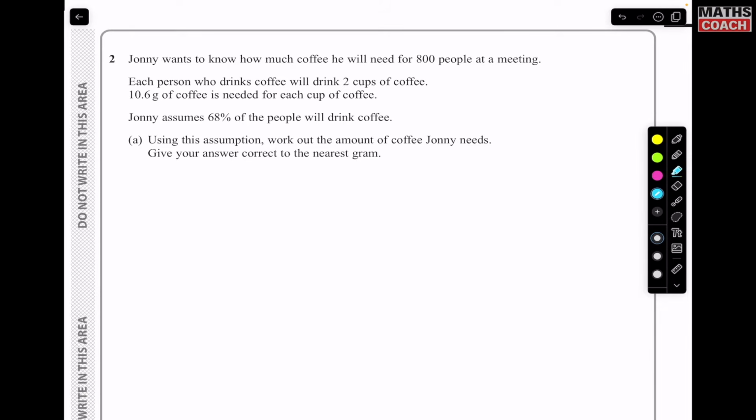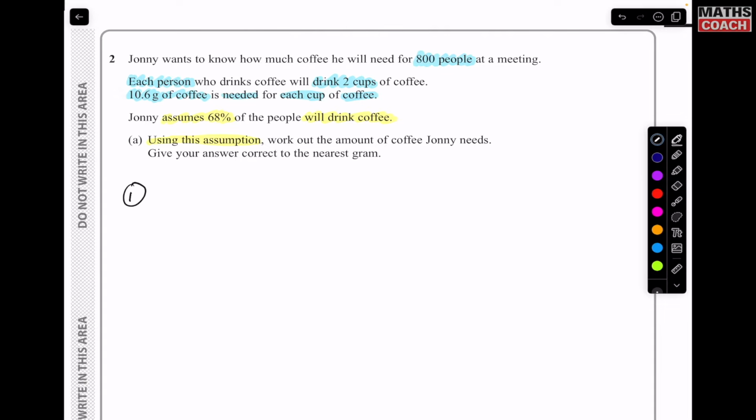Right, so if we highlight some key parts of this question, the first thing that stands out is 800 people at a meeting, and each person who drinks coffee will drink 2 cups of coffee, and 10.6 grams of coffee is needed for each cup of coffee. Then Johnny makes an assumption. He assumes that 68% of the people will drink coffee. So by using this assumption, work out the amount of coffee that he needs.